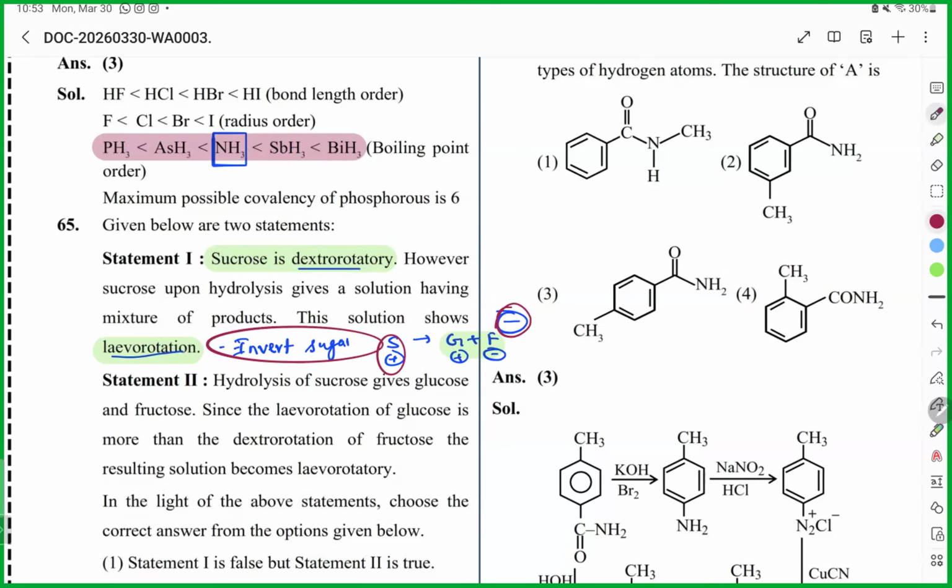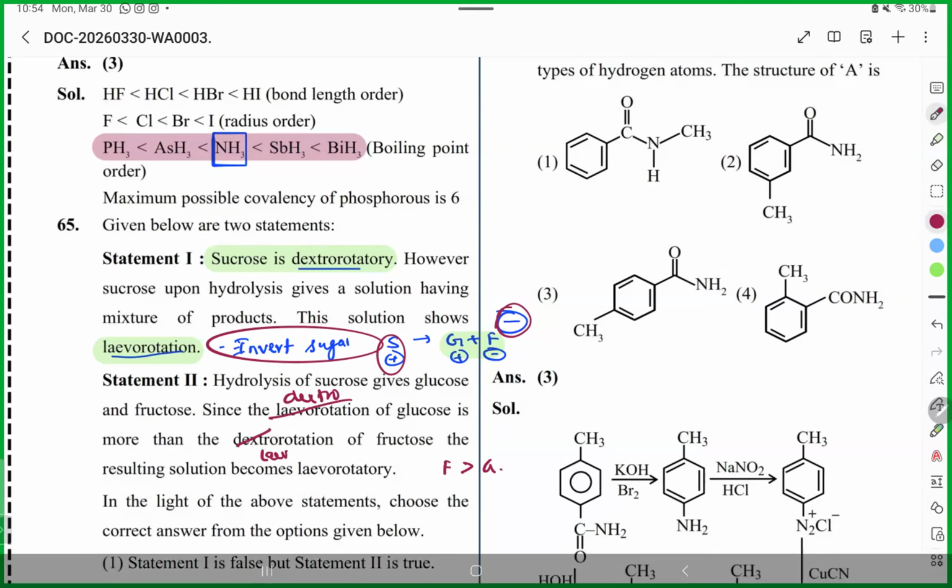Second, hydrolysis of sucrose gave glucose and fructose. This is correct. Levorotatory of the glucose is wrong, it is dextro. Fructose is more than glucose. How do we know? I will show you.